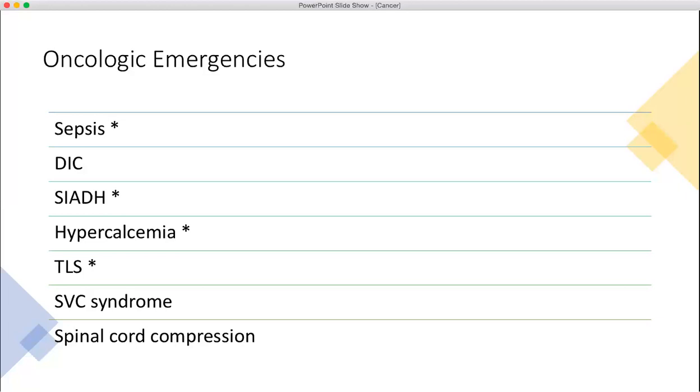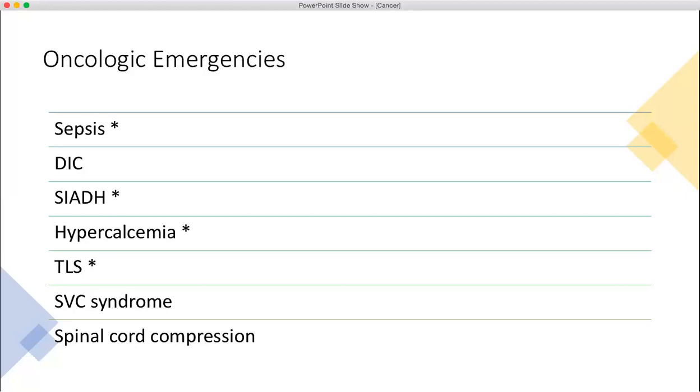Let's see, tumor lysis syndrome. Let me see if there's anything I want to say about hypercalcemia really quickly first. Yes, I should probably tell you. Skeletal pain, abdominal pain, alterations in cognition, fatigue, poor appetite, and decreased deep tendon reflexes. Just something good to kind of have an idea about. See, I told you SIADH.